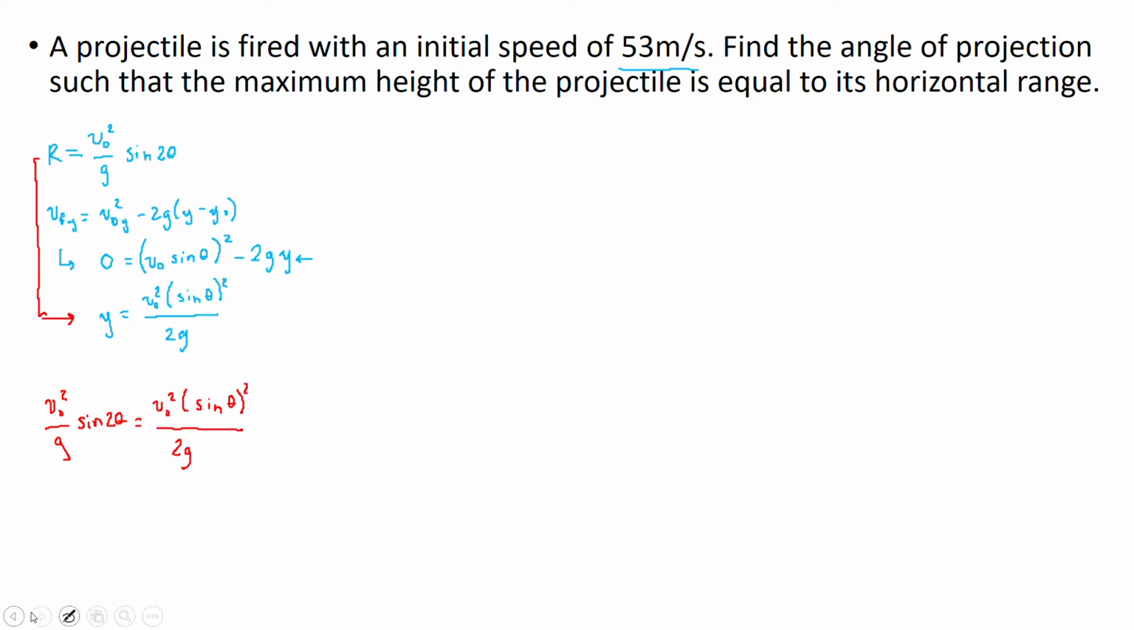Now we need to notice that there are the same elements on both sides of the equation, so we can get rid of things. There's a v0 squared on both sides, so this guy passes away and this guy passes away. There's a g over here, there is a g over here.